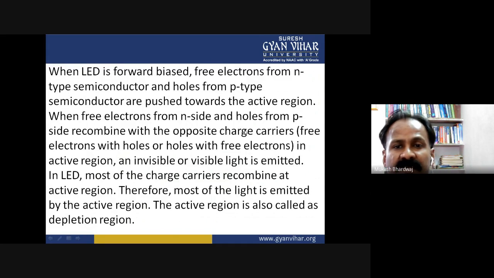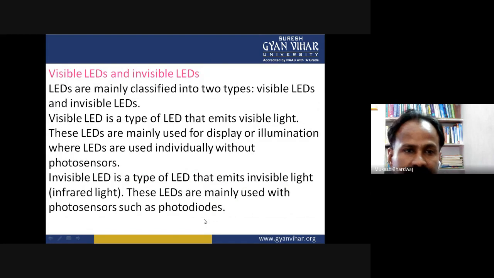When the LED is forward biased, free electrons from the N-type semiconductor and holes from the P-type semiconductor are pushed towards the active region. When free electrons from the N side and holes from the P side recombine with the opposite charge carriers, free electrons with holes or holes with free electrons, in the active region, invisible or visible light is emitted. In an LED, most of the charge carriers recombine at the active region, therefore most of the light is emitted by the active region. The active region is also called the depletion region.